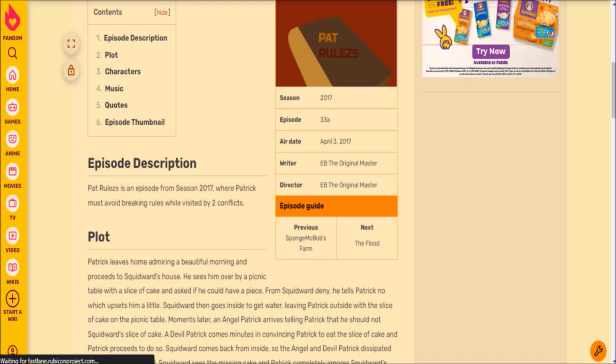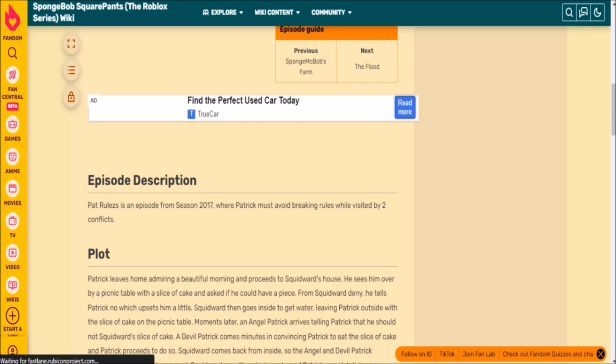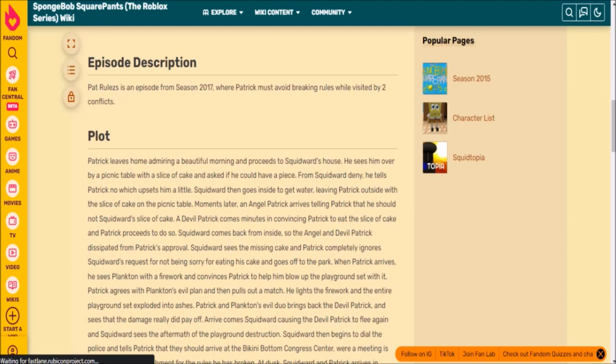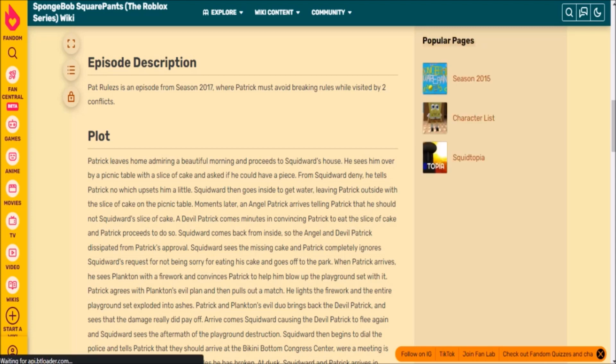All right, so Pat Rules is an episode from season 2017 where Patrick must avoid breaking rules while visited by two conflicts. Patrick leaves home admiring a beautiful morning and proceeds to Squidward's house. He sees him over by a picnic table with a slice of cake and asks if he could have a piece. Squidward denies him, which upsets him a little. Squidward then goes inside to get water, leaving Patrick outside with the slice of cake on the picnic table.